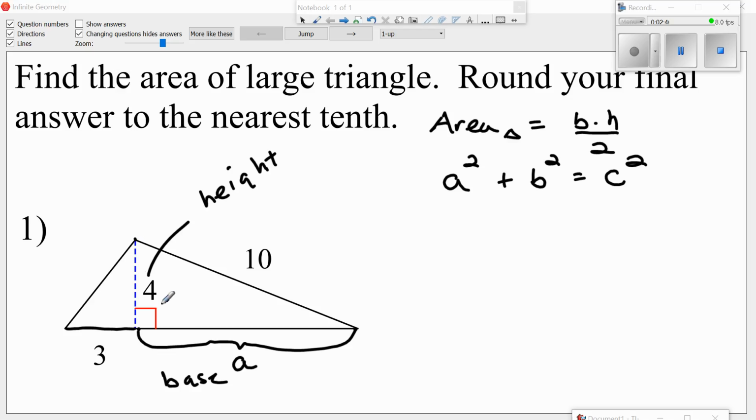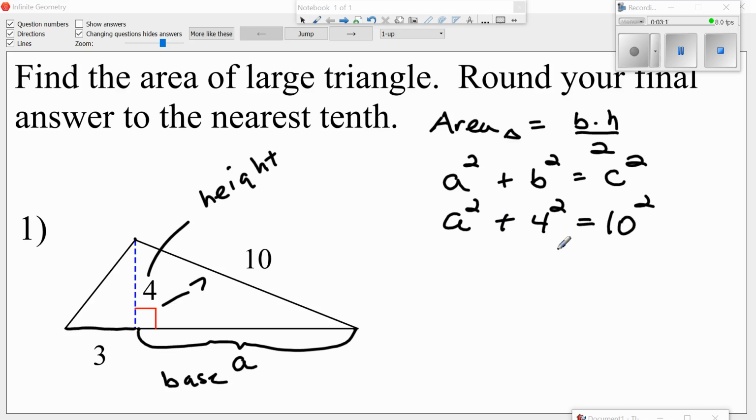Okay, my hypotenuse is always opposite my right angle. So I draw an arrow out here and the opposite side to this will be my hypotenuse. And this side over here on this equation is my hypotenuse. Well, I can call this B. 4 will be B squared, so 4 squared. And I want to find A. So A squared. Now, I take A squared plus 4 squared equals 10 squared.